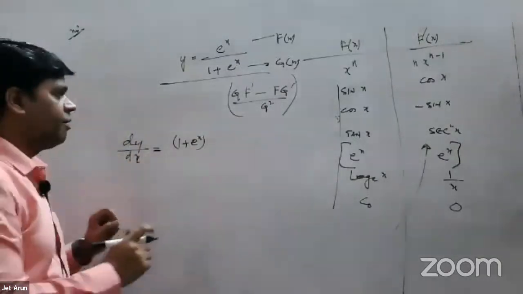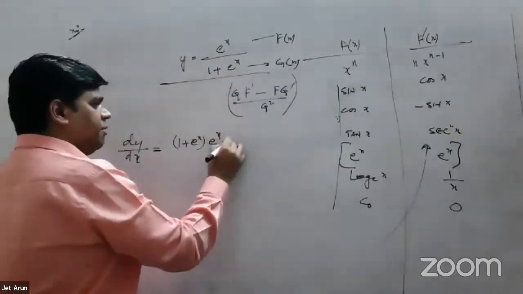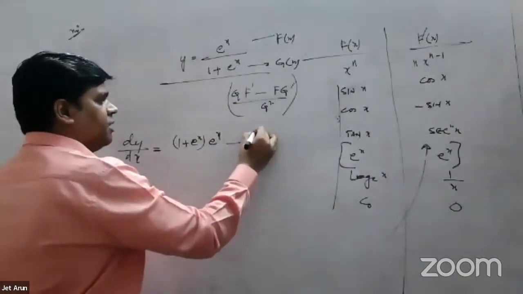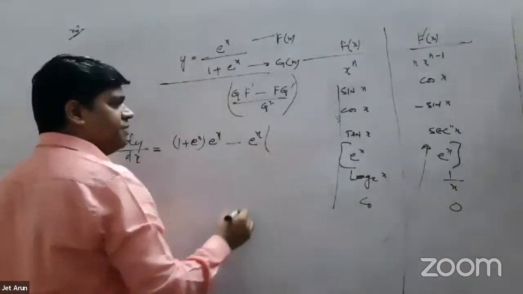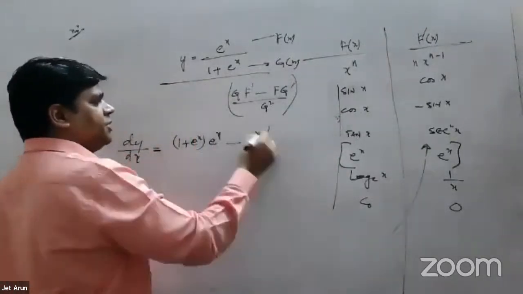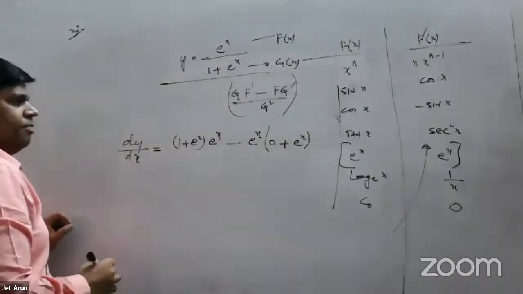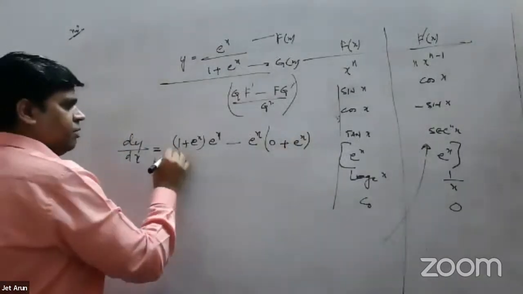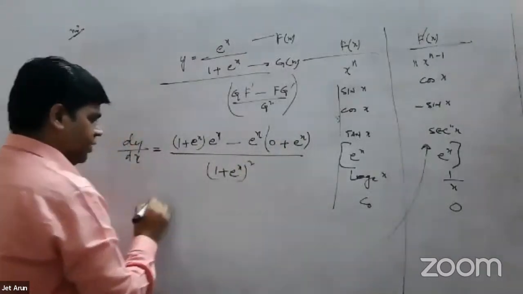All right. So 1 plus e power x, derivative of e power x is e power x minus f x, derivative of 1 plus e power x. What is derivative of 1 plus e power x? Constant plus e power x. 1, derivative of 1 is 0, plus derivative of e power x is e power x, by 1 plus e power x whole square.